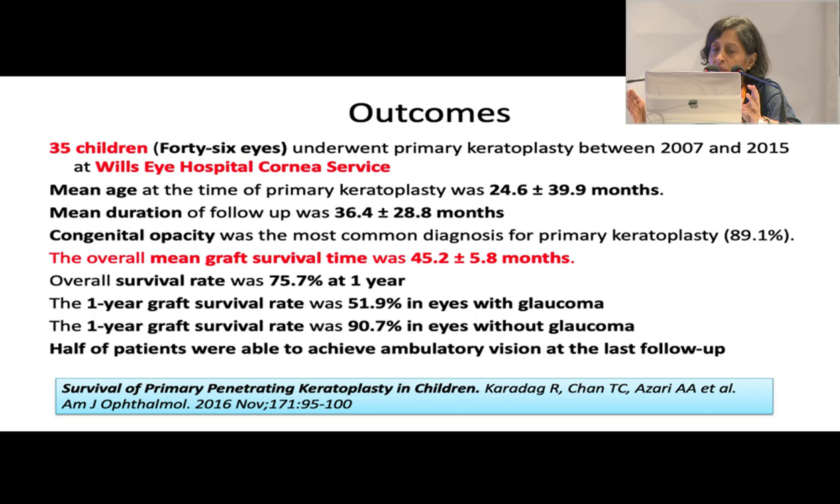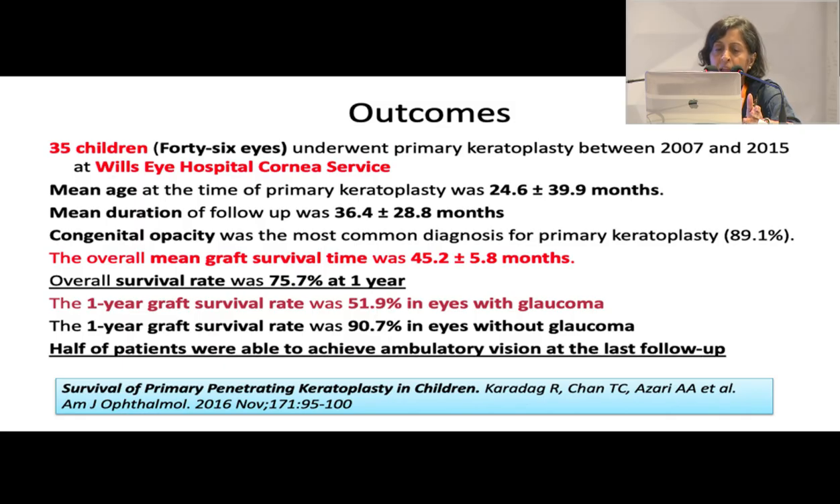If they have associated glaucoma, the prognosis changes, and we need to have the glaucoma team on board straight away. The ones who don't have glaucoma have a better survival, and the overall survival rate was 75% at a year. Now, looking at a study from our center, half of the patients were able to achieve ambulatory vision.